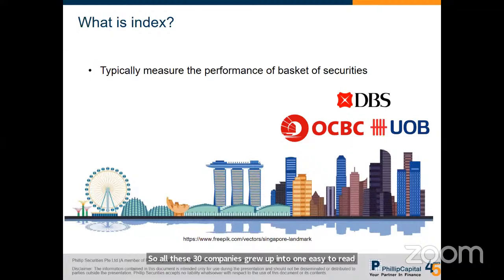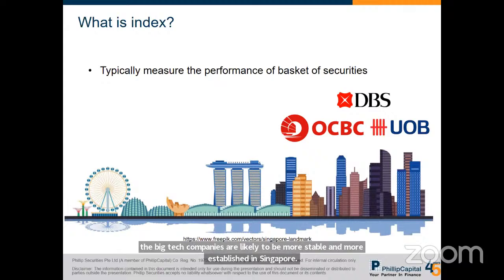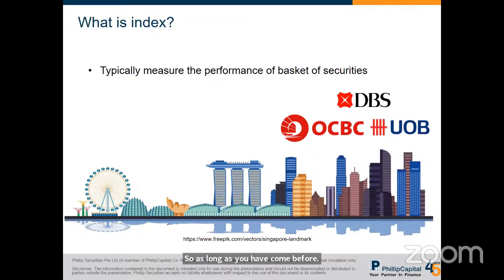So if you hear people saying, hey, the market is up today, highly likely they're referring to STI being up. Not because STI is the market, but the index is a representative chunk of the market. Because they have the largest and most influential companies, or rather the big cap companies in Singapore. The big cap companies are likely to be more stable and more established in Singapore. As long as you have come to Singapore before, or stayed in Singapore long enough, you probably have heard of all these 30 companies inside STI. If I were to name a few, they are DBS, OCBC, UOB, our three big local banks.